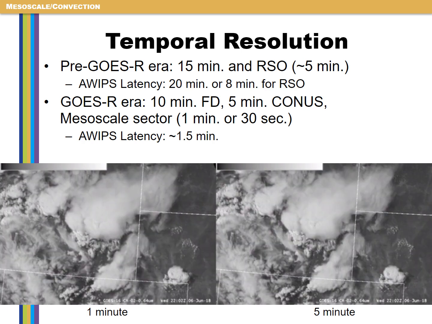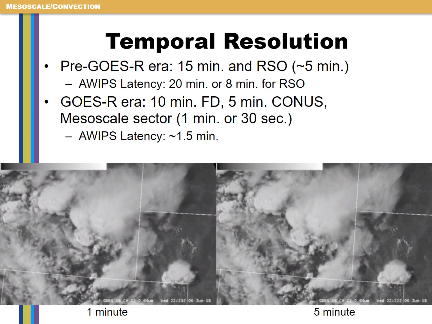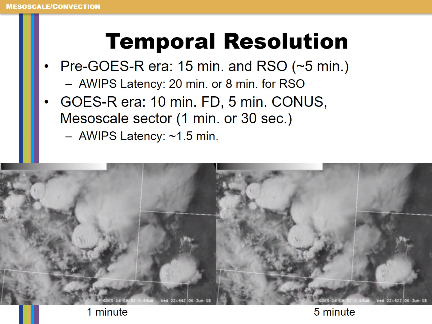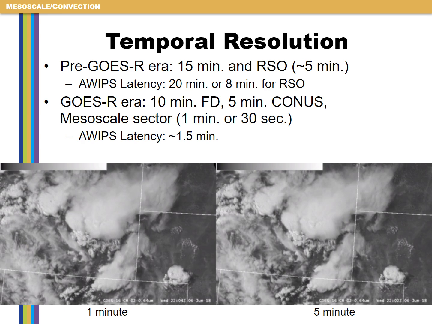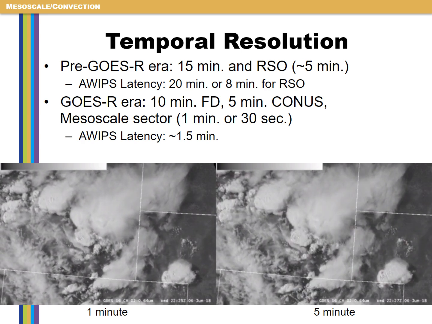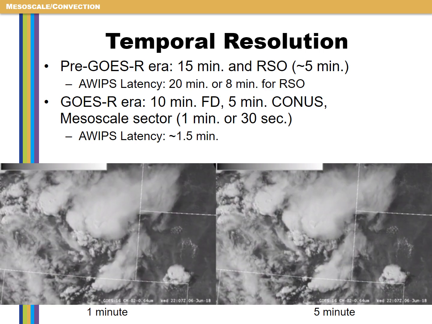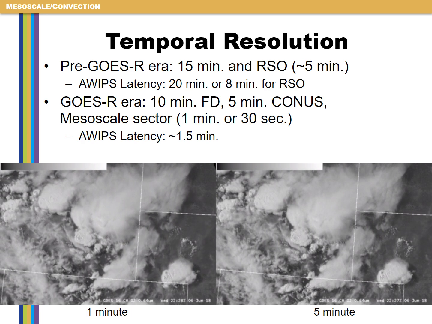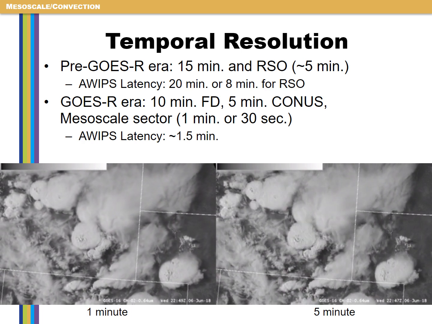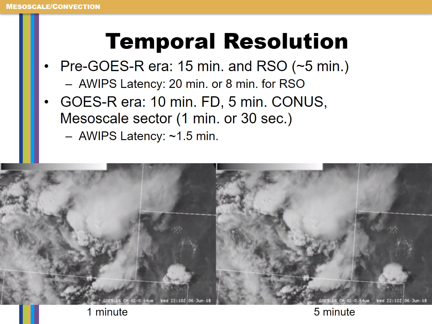In the pre-GOES-R era, standard scanning strategies were at 15 minutes, and in rapid scan operations, or RSO, it was roughly 5 minutes. In terms of AWIPS latency, it was 20 minutes for the standard 15-minute scan mode, and improved to about 8 minutes during RSO.